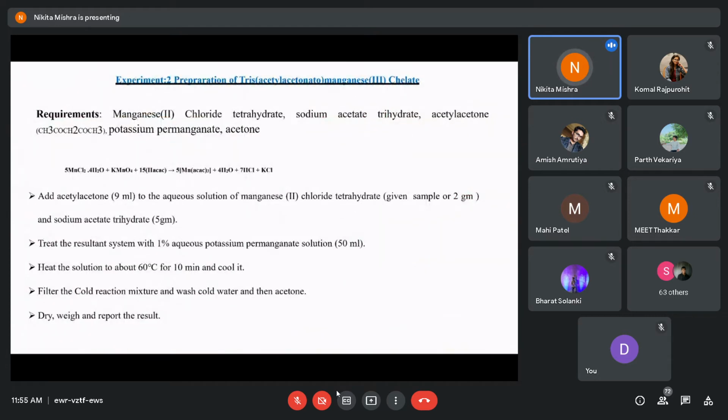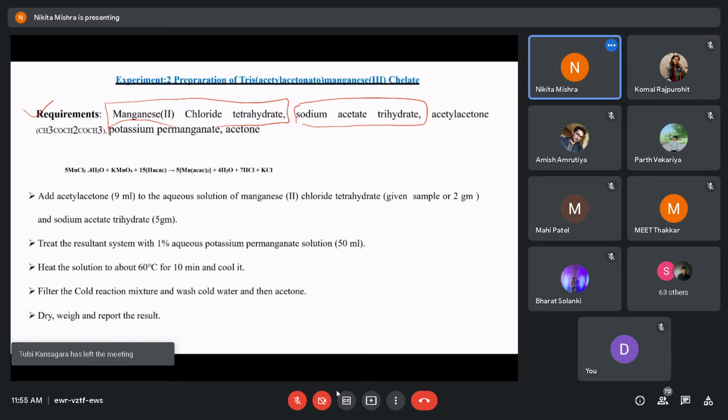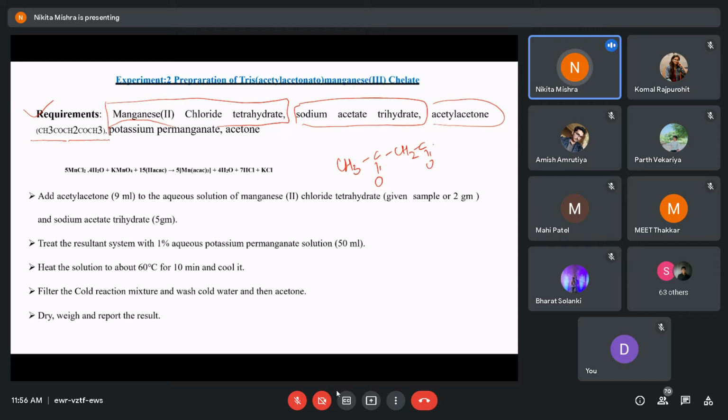So in practical number 2, that is the preparation of tris(acetylacetonato)manganese(III) chelate, the requirements are manganese(II) chloride tetrahydrate, sodium acetate trihydrate, and acetylacetone, that is CH3COCH2COCH3. So we can write it down like this also to understand it clearly. So this is acetylacetone. Then potassium permanganate is added and acetone is taken as a solvent.